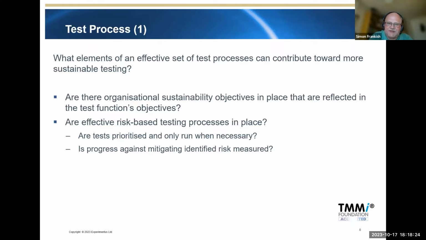So this risk-based testing is really key, I think, to this. Most people will have some elements of risk-based testing in place, but really look at it and understand how it can help you make your testing more efficient. So look at whether you are effectively prioritizing your tests, and are you then using that prioritization to say, we don't need to run some of these tests, which is entirely possible. And as you're testing, are you measuring the mitigation of those risks?